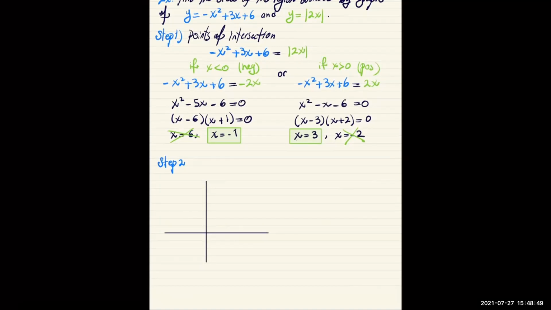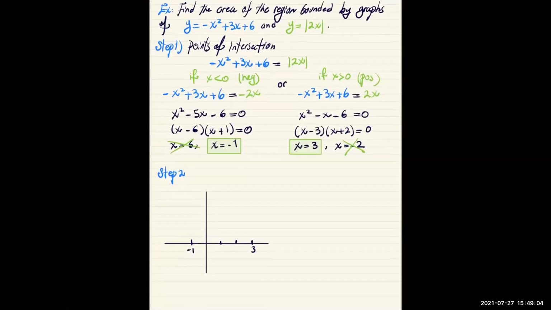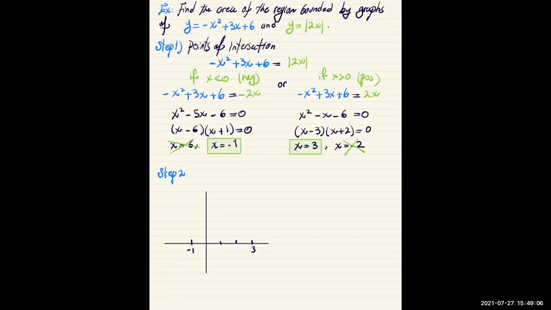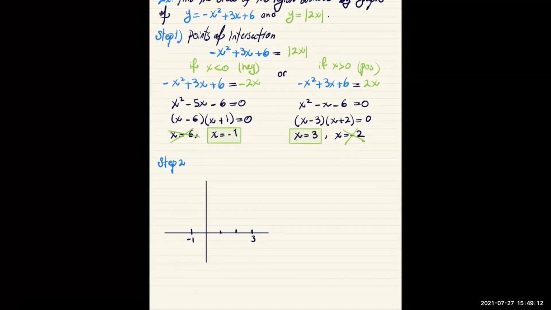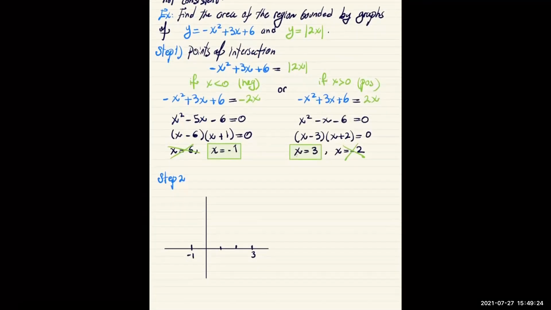Okay, so I'm gonna locate the intersection points, -1 and 3. And to be honest with you, it just takes almost no effort to graph these, because we do have a good idea what these graphs look like, right? So let's go with the easier graph, which is the absolute value of 2x. Absolute value of x is the V shape. We just have 2 in it. And it's going through these points.